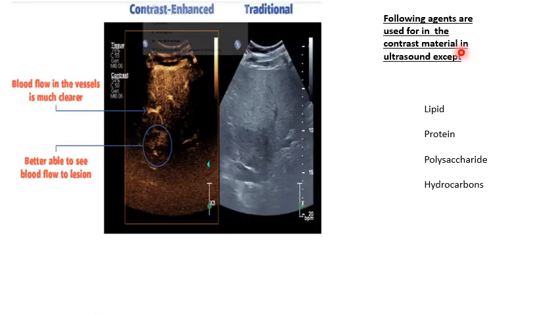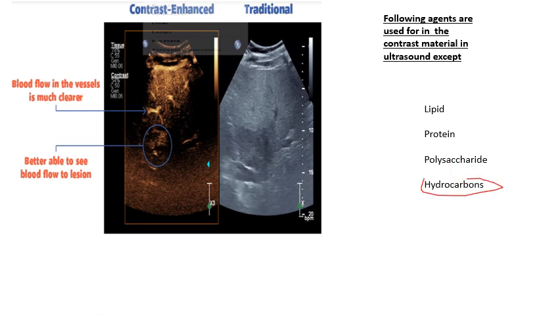Okay. The following agents are used in the contrast material in ultrasound. Now, in ultrasound, you can also use contrast. I told you in the beginning of the presentation, you can use contrast in ultrasound studies. What does a contrast contain? Lipids, proteins, polysaccharides, or hydrocarbon. Just look at that except. So, contrast will have lipid, protein, polysaccharides. It will not have hydrocarbons.